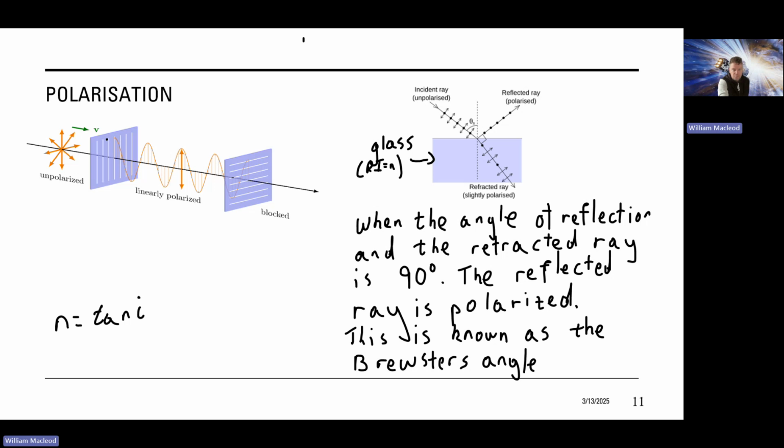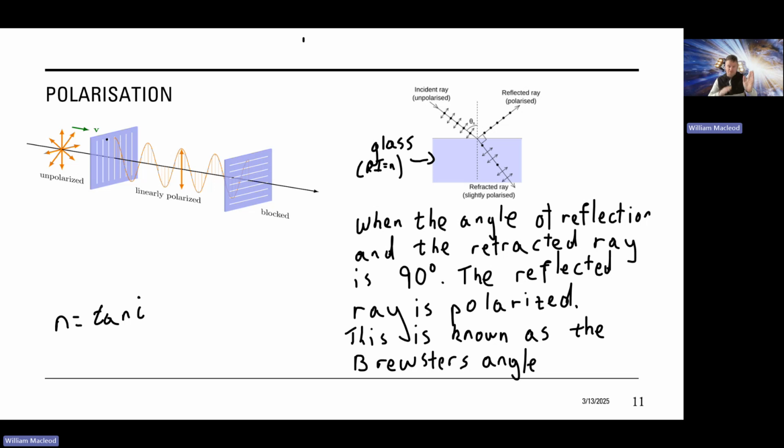Now let's think for a moment about polarized and unpolarized light. Unpolarized light is when the light is vibrating in all different directions. You can polarize it by putting it through a polarizing filter, so you just get the light vibrating in one direction. That's one way of getting linearly polarized light.